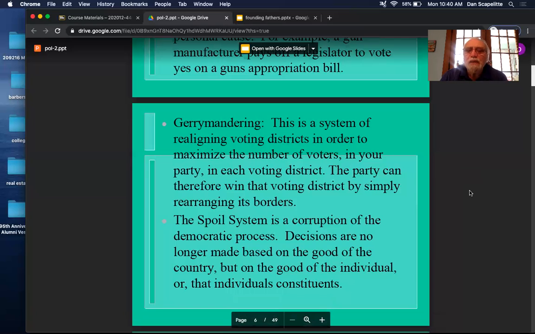So basically speaking, and hopefully we get this idea that this spoils system is, in fact, a corruption of the democratic process. We no longer make disinterested decisions. We no longer make decisions based on what is good for all. We are now beginning to make decisions based on what is good for that individual or what's good for my constituency, the people in my congressional district or in my state.